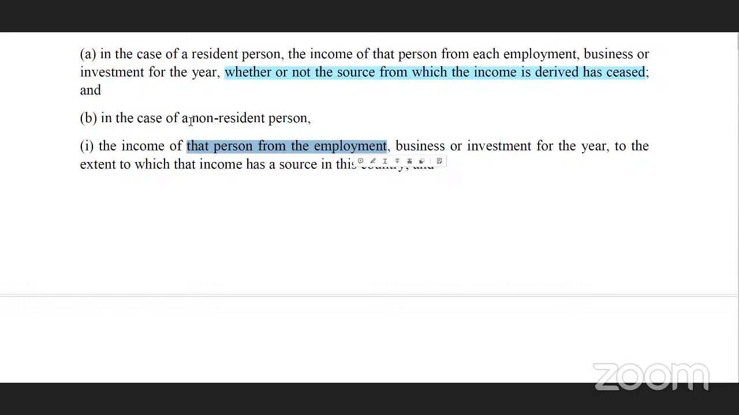So for a non-resident person, either we are dealing with an individual or we are dealing with what? A business. So if it is a non-resident person, the income of that person from employment, business, or investment is taxed to the extent that it has a source in this country. So when it comes to non-residents, we do not look at worldwide income. We only look at incomes that have what? A source in this country. Do you understand? So if you are not resident, the income must have a source in the country.